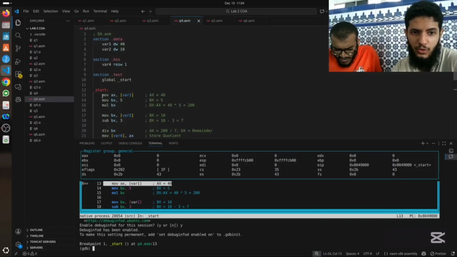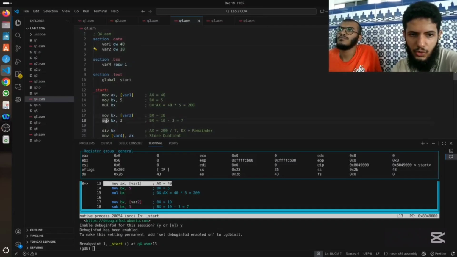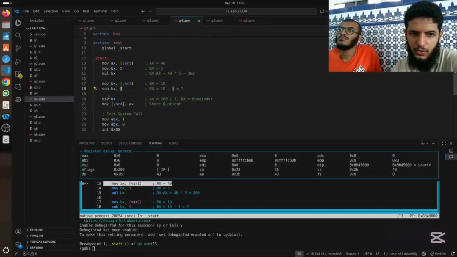I'm going to move BX to be 5 inside EX. Then I'm going to multiply BX with the last value I have, which is 5 times 40, which is 200. Then I'm going to move the BX value, store it, and then it's going to be 10 for var2, because var2 here is 10. Then I'm going to subtract 3 from the last value, so it's 10 minus 3. Then I'm going to divide and store the quantity.